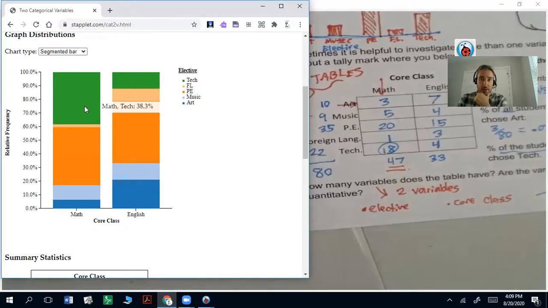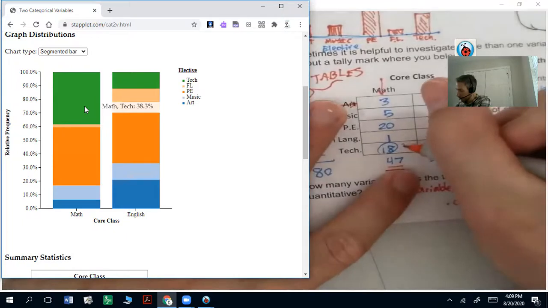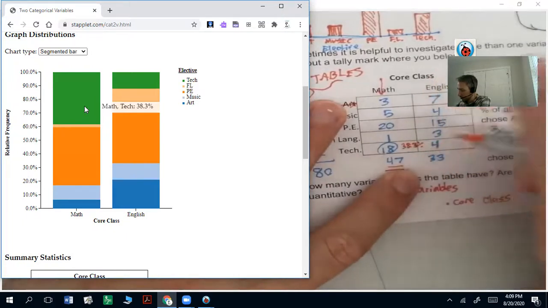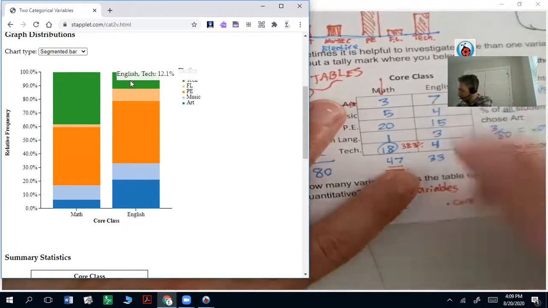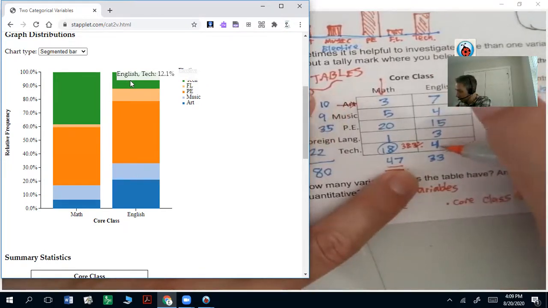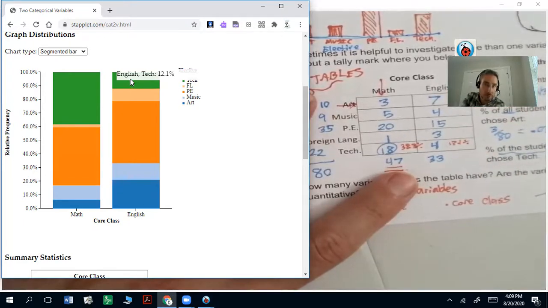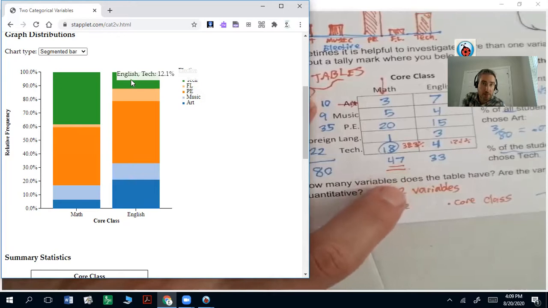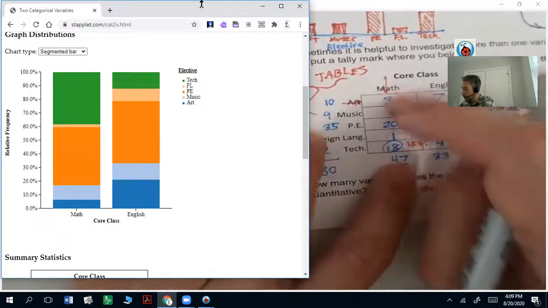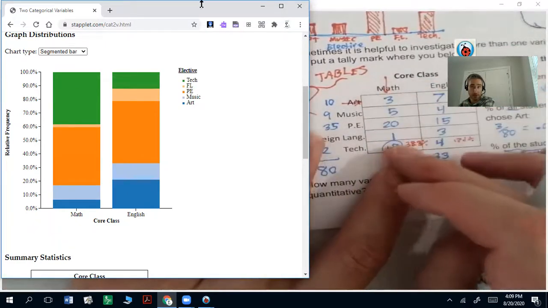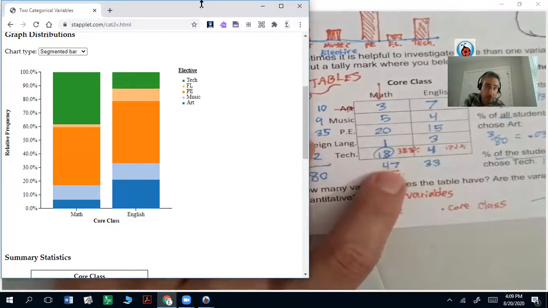But that technology for math, that's 38.3%. Okay, so that technology for English, that's 12.1%. That's 4 out of 33. These are all conditional. Segmented bar graphs give you conditional frequencies, I'm sorry, because they're only going out of your subtotals for these. Again, similarly, you could go through the other ones.